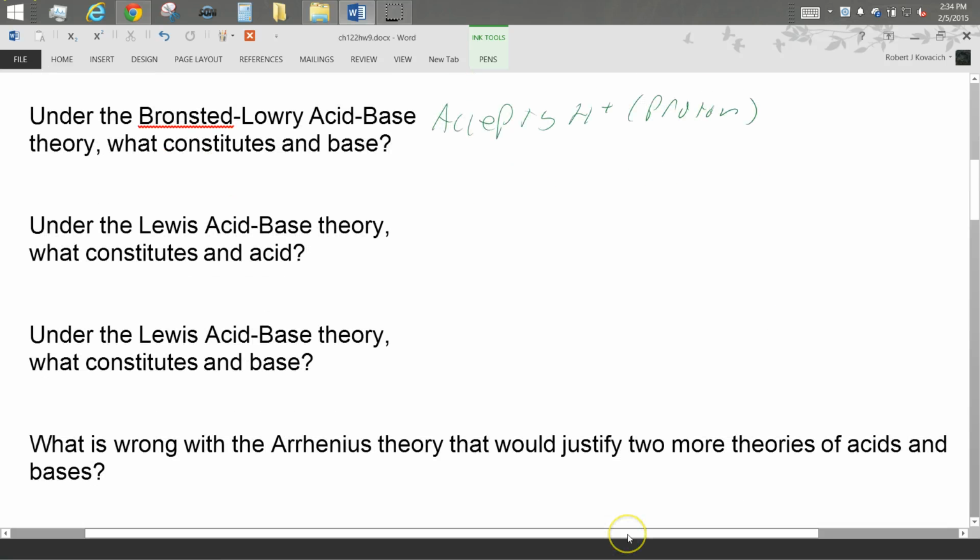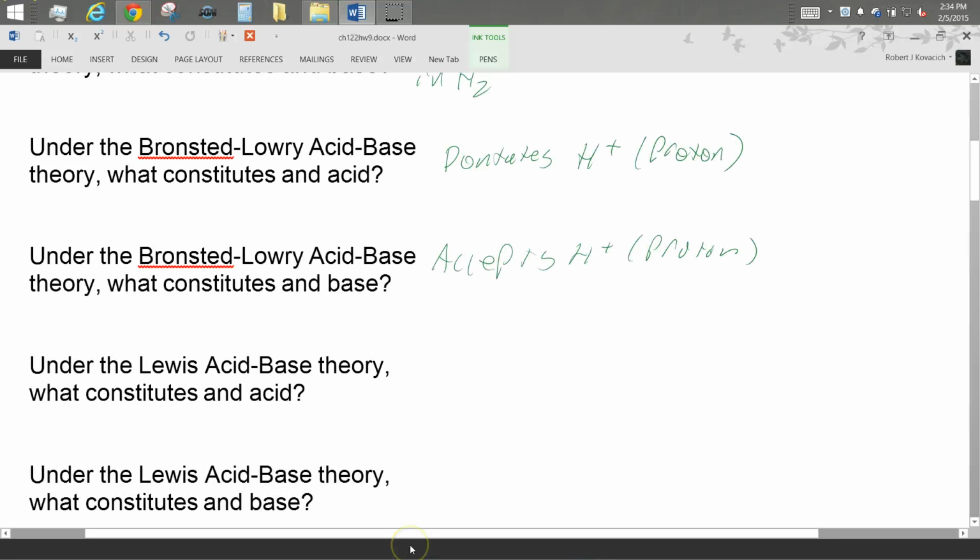What about Lewis? Can I ask a question about those? Sure. Does that have to be an aqueous solution? Is that something important for that or not? Yeah, you could say in water. That wouldn't be a bad thing to include.